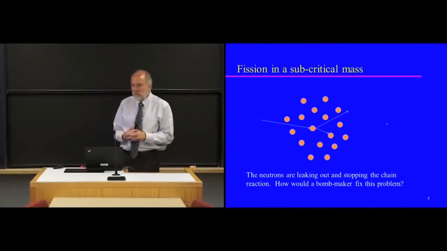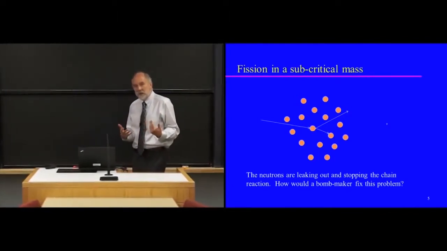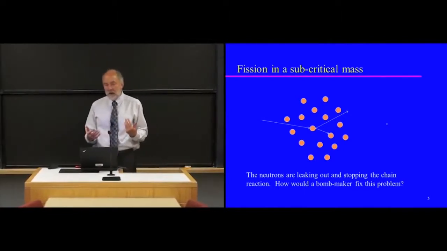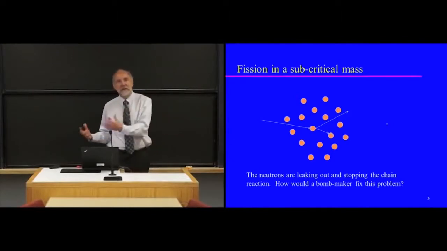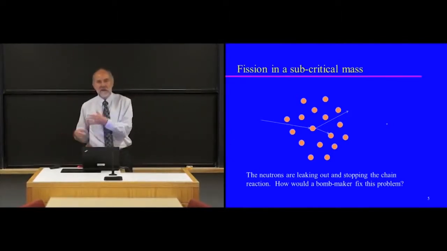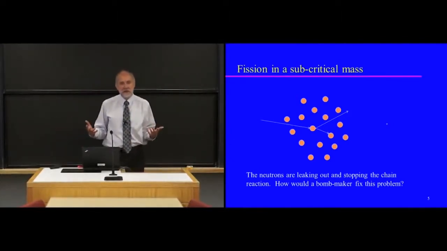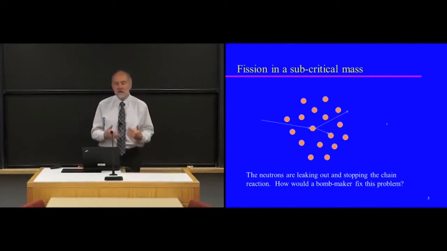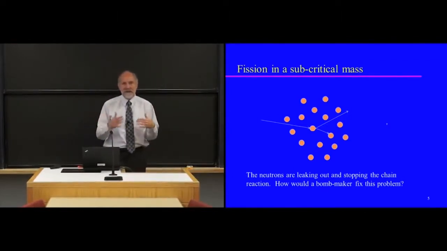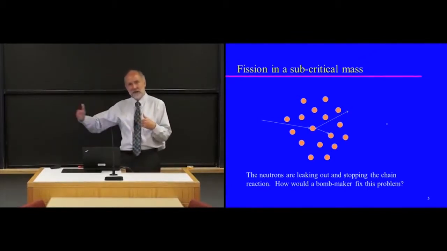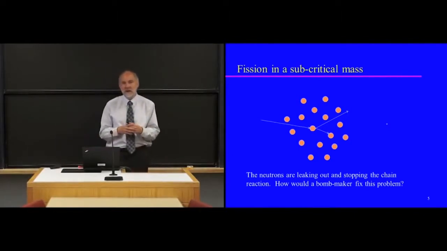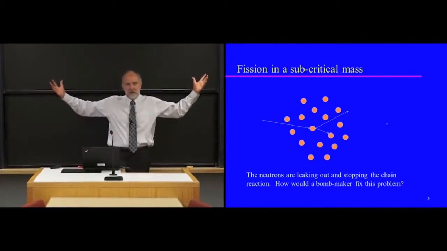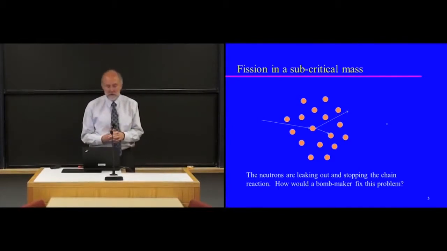So here we have an image of fission happening in a group of atoms that's not enough to get that kind of chain reaction going. If it's not enough for a chain reaction to be sustaining, it's called subcritical, less than critical. Critical is when the nuclear reaction can sustain itself over a long time. Supercritical is when it grows exponentially, as you want in a nuclear bomb.